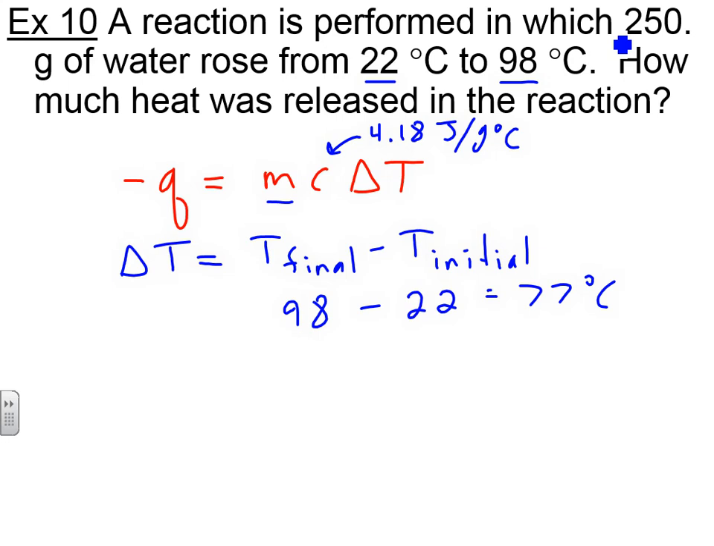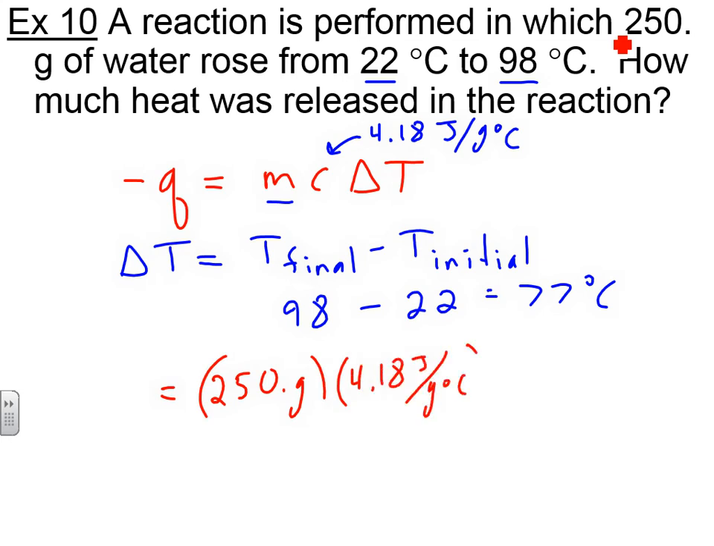Okay, so we can just plug the numbers in. In this case, we have 250 grams multiplied by 4.18 joules per gram Celsius, multiplied by our 77 degrees Celsius. And if we plug this in, let's go ahead and calculate this amount. 250 times 4.18 times 77.